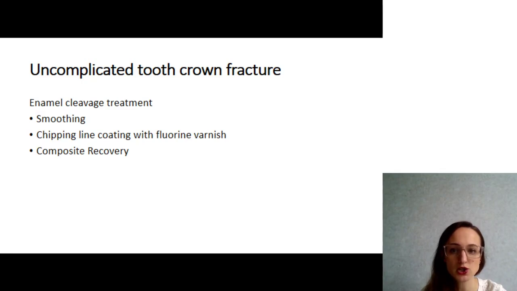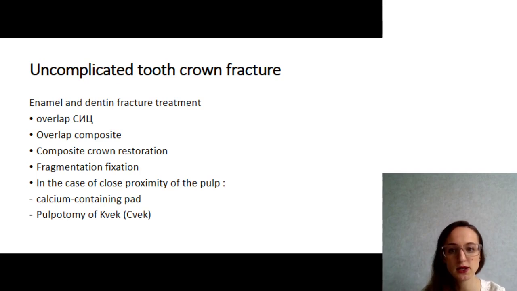Uncomplicated tooth crown fracture: enamel cleavage treatment, smoothing, chip line coating with fluoride varnish, and composite restoration. Enamel and dentine fracture treatment: glass ionomer cement, overlap composite, composite crown restoration, fragment fixation, and in the case of close proximity of the pulp, we use a calcium-containing pad and a pulpotomy.